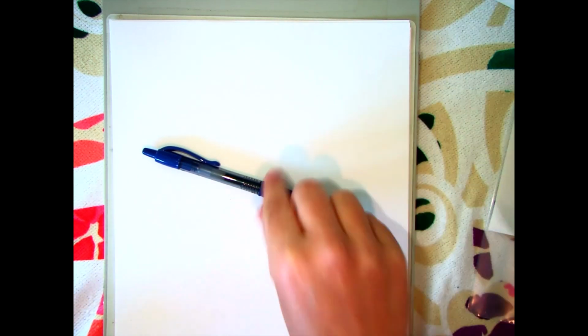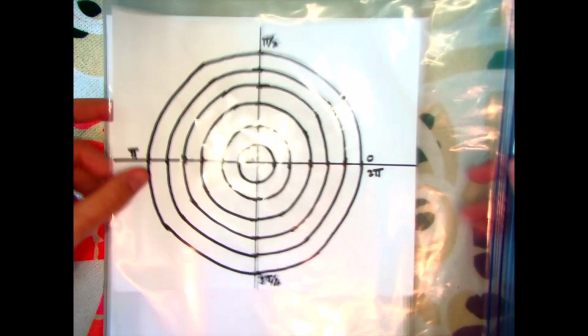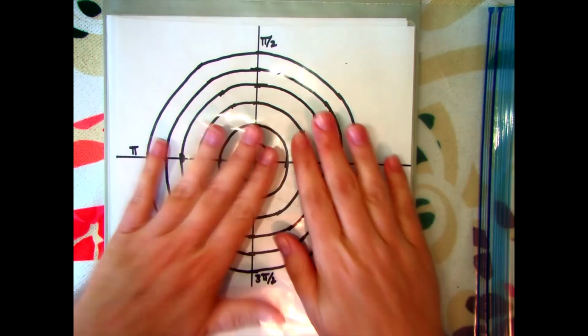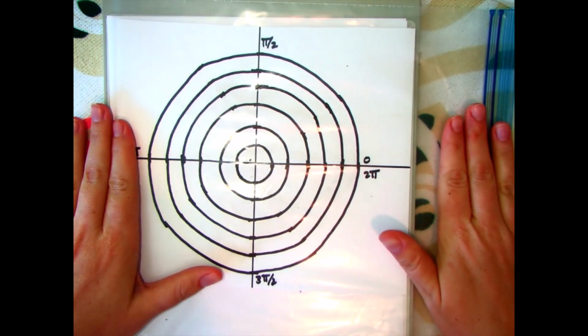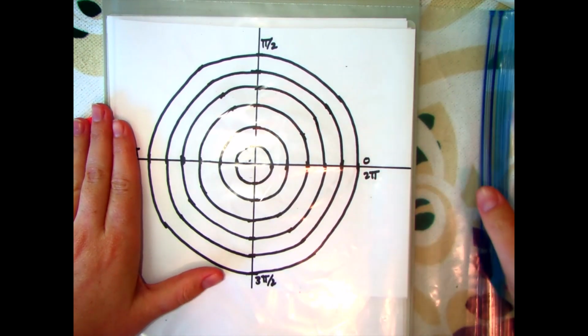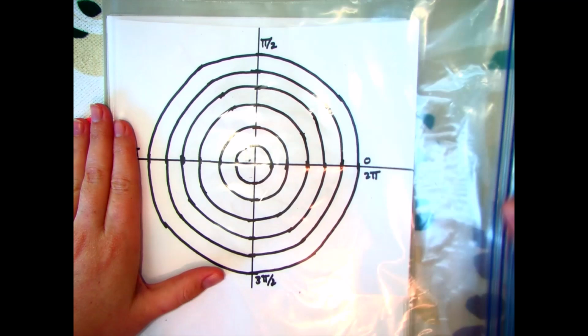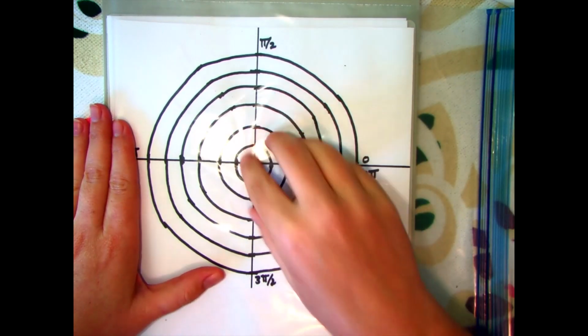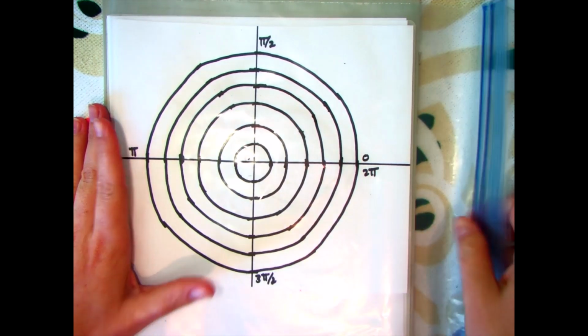Okay, what we're going to do now is some practice graphing polar functions. So I created a polar coordinate plane system. It's awful, but it's all I got. So I worked really hard on this. And yes, it's in a Ziploc bag so that we can use expo markers to graph some of these functions.